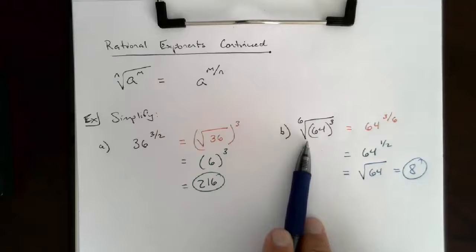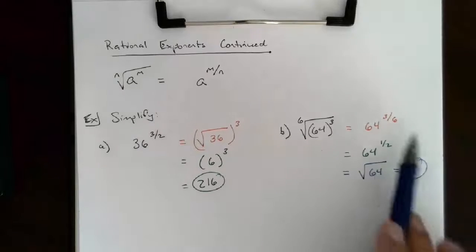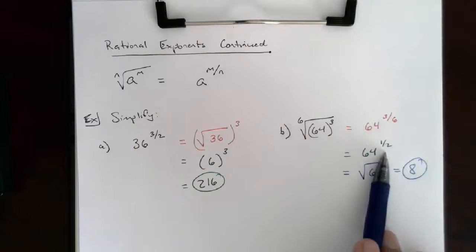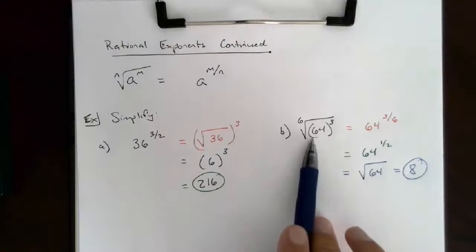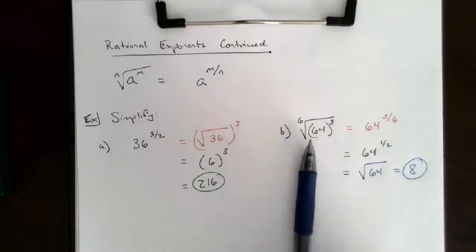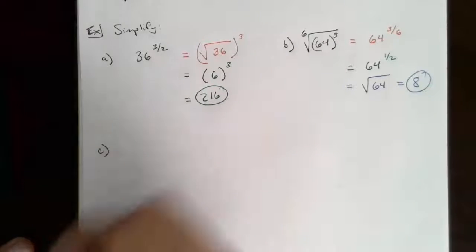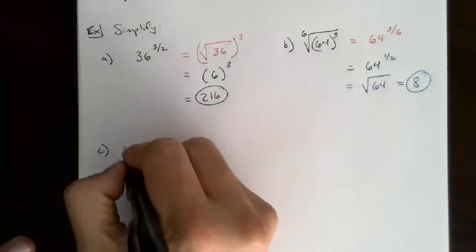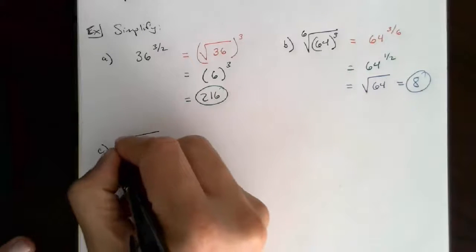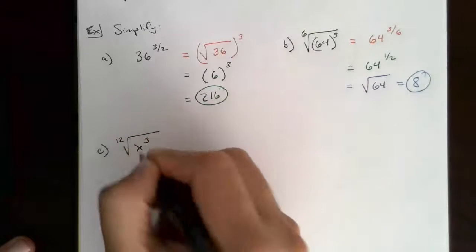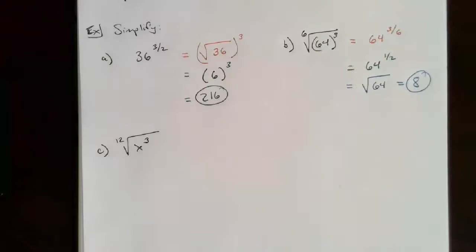Might not be obvious from how it started, but when you have this 3 over 6, that can reduce to 1/2, which makes it easier to take the root. Now you could have calculated this on your calculator, but you get very large numbers, and we're trying to avoid that. Let's take a look at this one here. If I said the 12th root of x to the third.